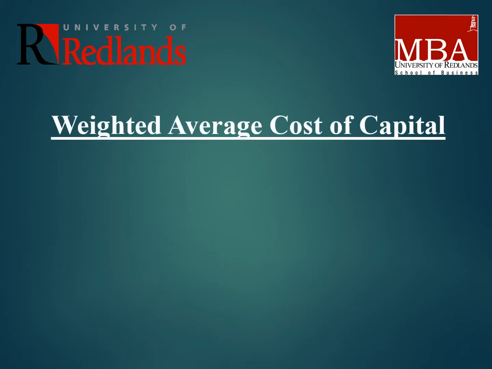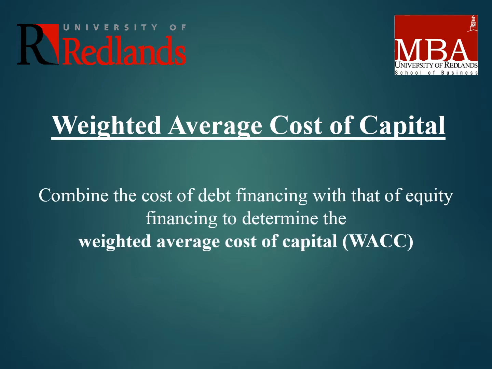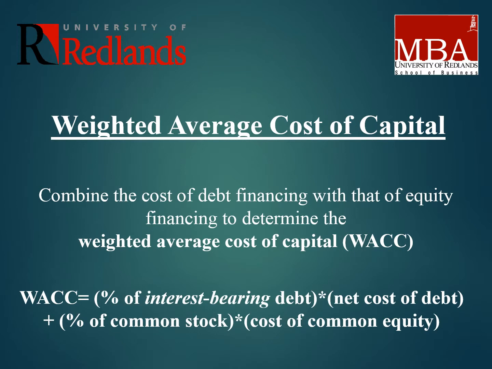Now let's calculate the weighted average cost of total capital. We combine the cost of debt financing with that of equity financing to determine the weighted average cost of capital, also called the WACC. The WACC then equals the percentage of interest-bearing debt times the net cost of debt, plus the percentage of common stock times the cost of common equity.